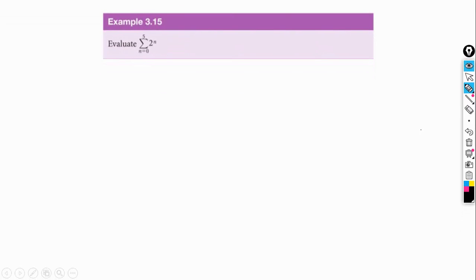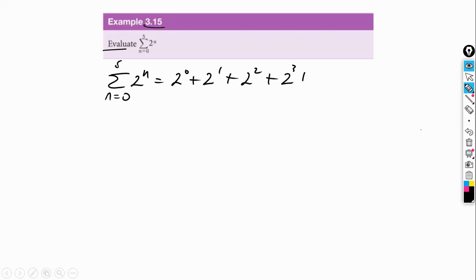So in example 3.15, they actually ask us to evaluate this partial sum from n equals 0 to 5 of 2 to the n. So then we would say, well, n equals 0 to 5 of 2 to the n. This would be 2 to the 0 plus 2 to the 1 plus 2 squared plus 2 cubed plus 2 to the 4 plus 2 to the 5. And if we calculate that, it's going to give us 63.